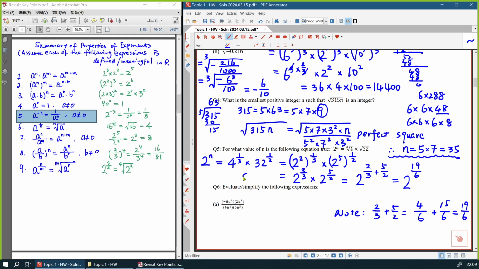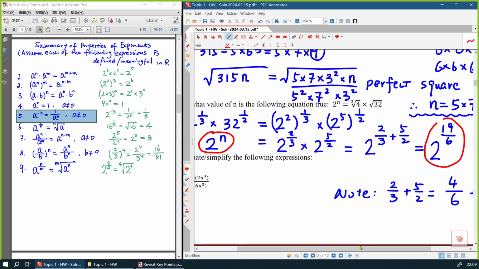So basically you have 2 to the power of n equals 2 to the power of 19 over 6. Of course, we know n must equal 19 over 6, such that the left side can equal the right side, right? Can you follow me? Alright, then Sunny, can you follow me? Okay, then let's consider the next one.